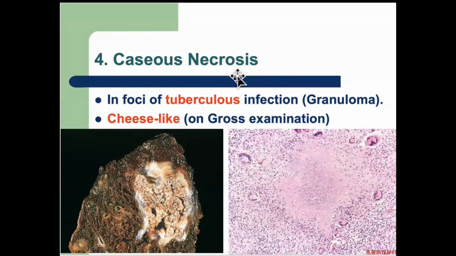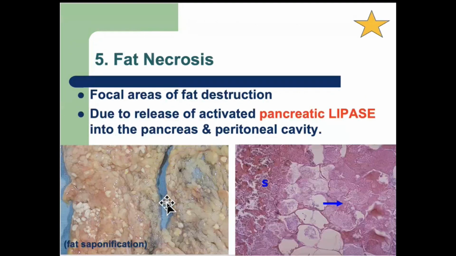Now this is the caseation necrosis of tuberculosis. This is the part which is necrotic, and these are the special features of tuberculosis. And this is how it looks grossly, cheese-like on gross examination. So this is a caseation necrosis.